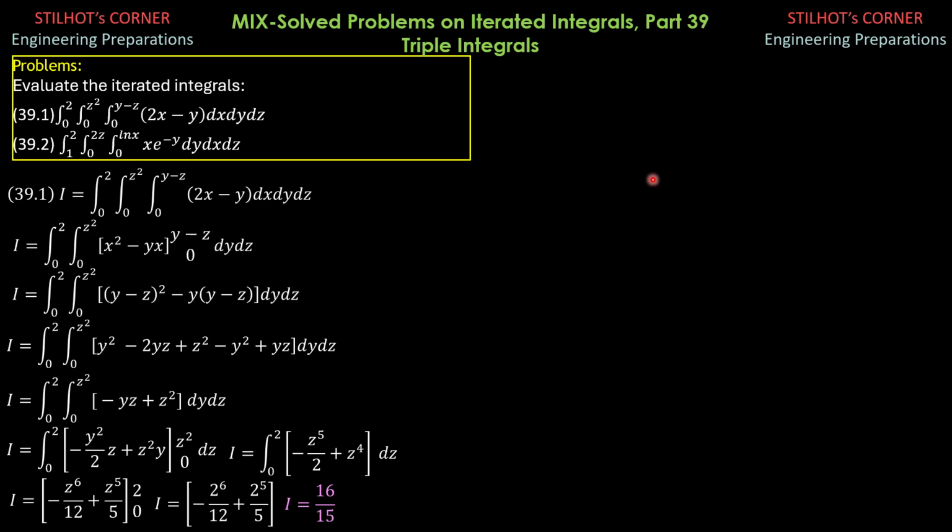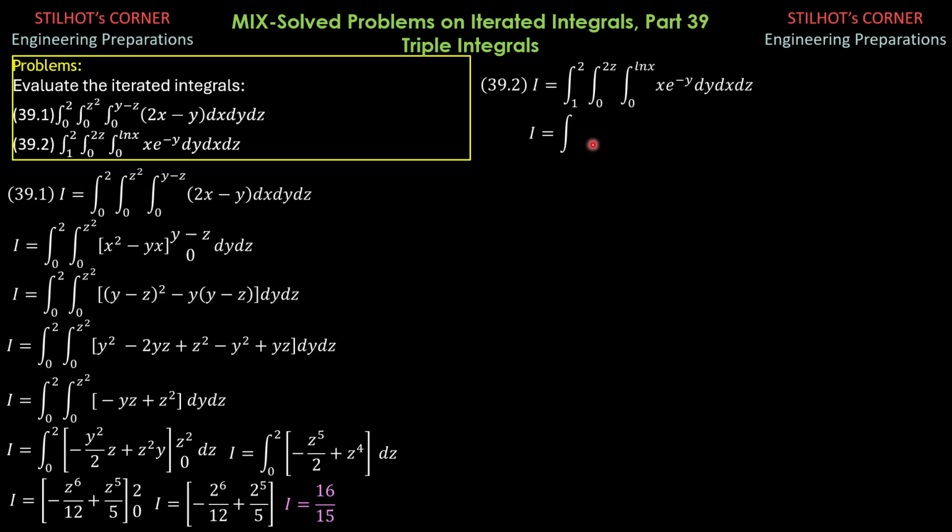So we proceed to the next exercise. We have the integral 1 to 2, 0 to 2z, 0 to ln x of x e to the negative y, dy dx dz. The order of integration is y first, then x, then last z. Integrating this with respect to y, x is constant, so x times negative e to the negative y from 0 to ln x.